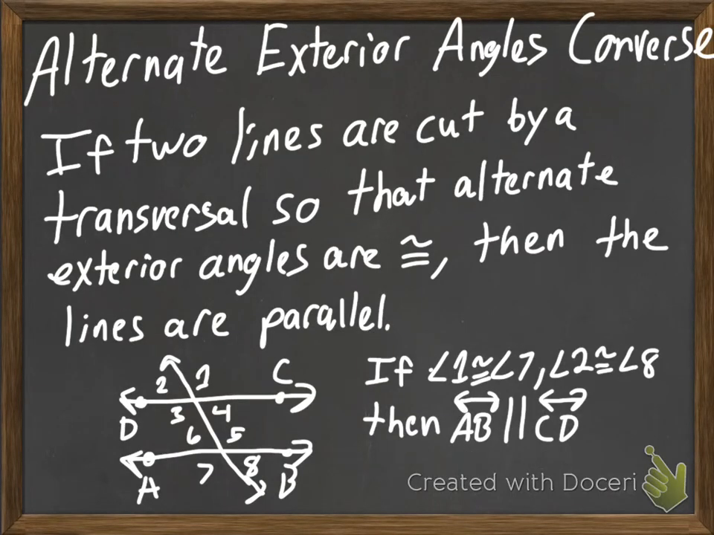Next we have the alternate exterior angles converse. If two lines are cut by a transversal so that alternate exterior angles are congruent, then we can say the lines are parallel. So again, in this picture we want to show that CD is parallel to AB. So we look at the alternate exterior angles, and if we see that angle 1 is congruent to angle 7 and angle 2 is congruent to angle 8, then we can say that line AB is parallel to line CD.